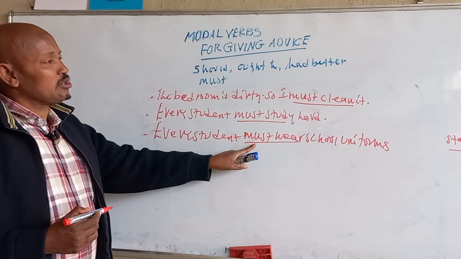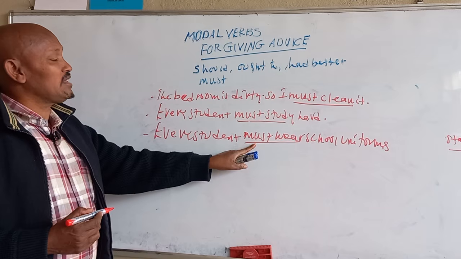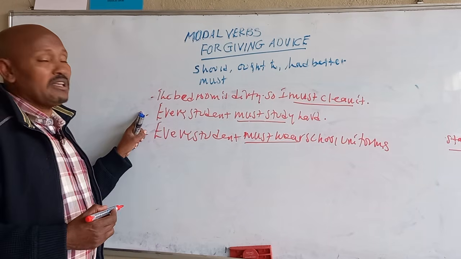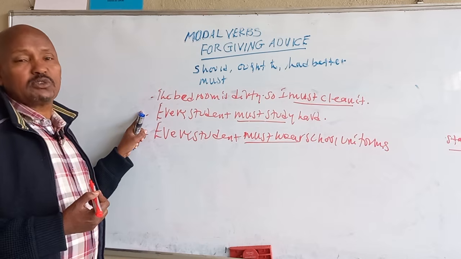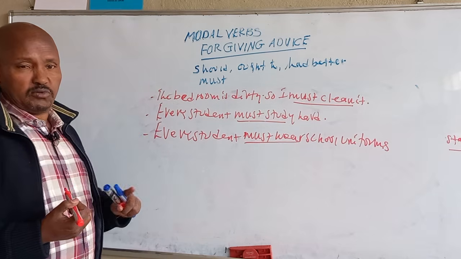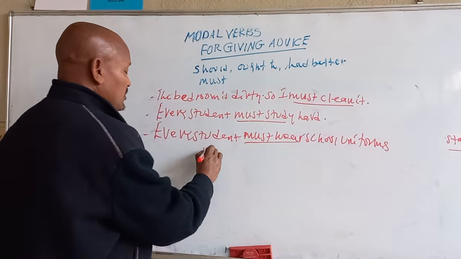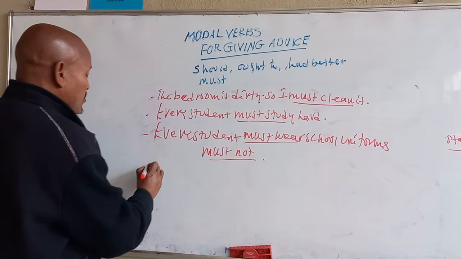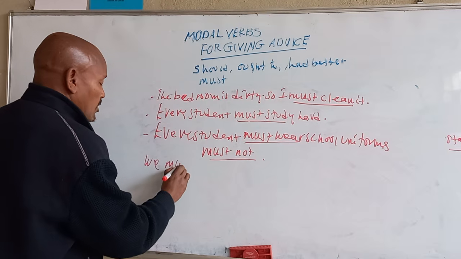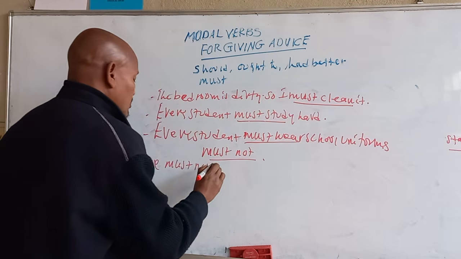So we sometimes do not use ought to and should in this case because the situation itself needs a strong advice and a strong obligation. So that is true. That is true. Must not. Yes, we mustn't. We must not.